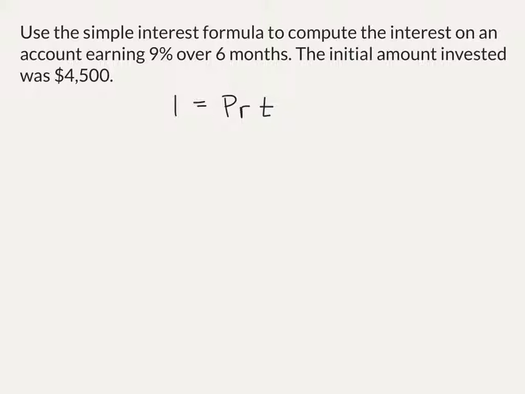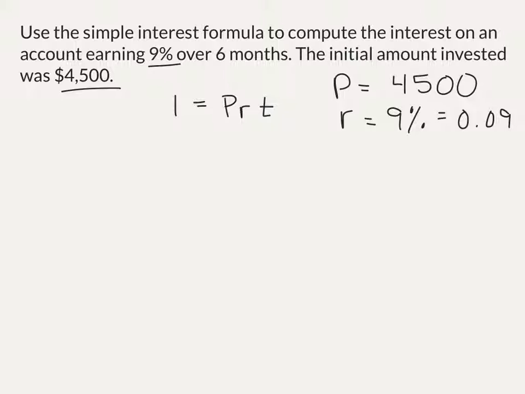First, we need to identify the principal. The problem tells us that the initial amount invested was $4,500. So the principal is $4,500. R is the interest rate, which is 9%. But we always want to convert percentages to decimals before putting them into a formula. So we'll divide 9 by 100 and get a decimal of 0.09.